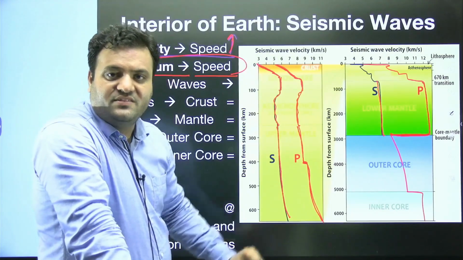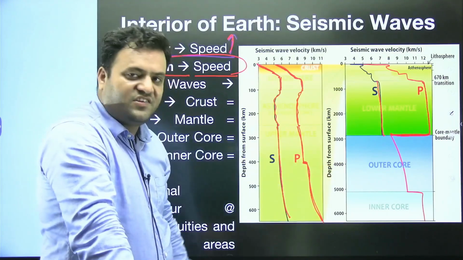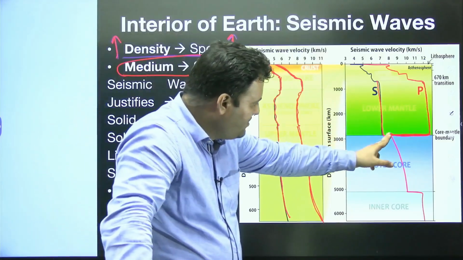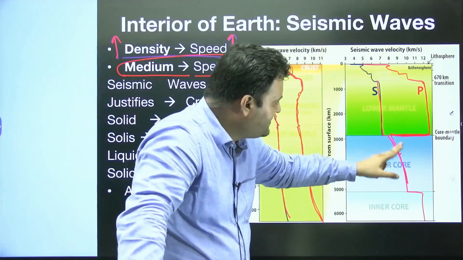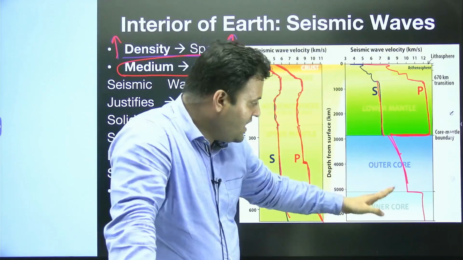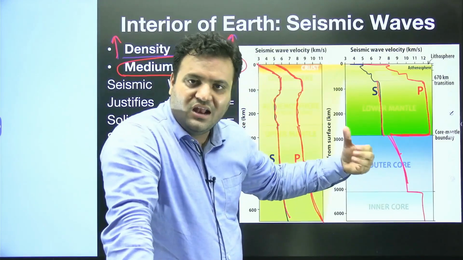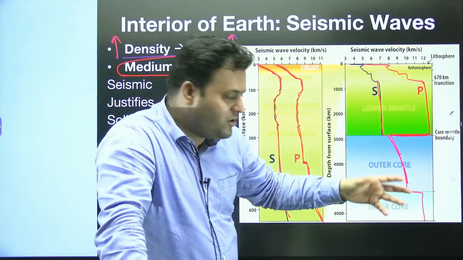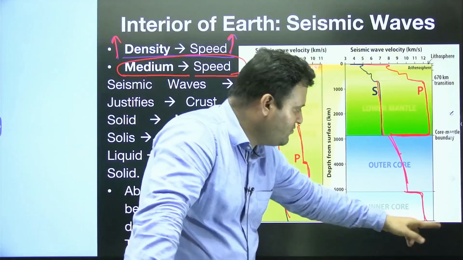Because the medium is changing. Here the outer core is liquid, so when the medium is changing, speed will change. Comparatively, the speed is lower, and the S-wave is completely absent in the outer core. And when there is an inner core, in the inner core we have more density, so if the density is more, speed will be more. So here the seismic wave speed is more.